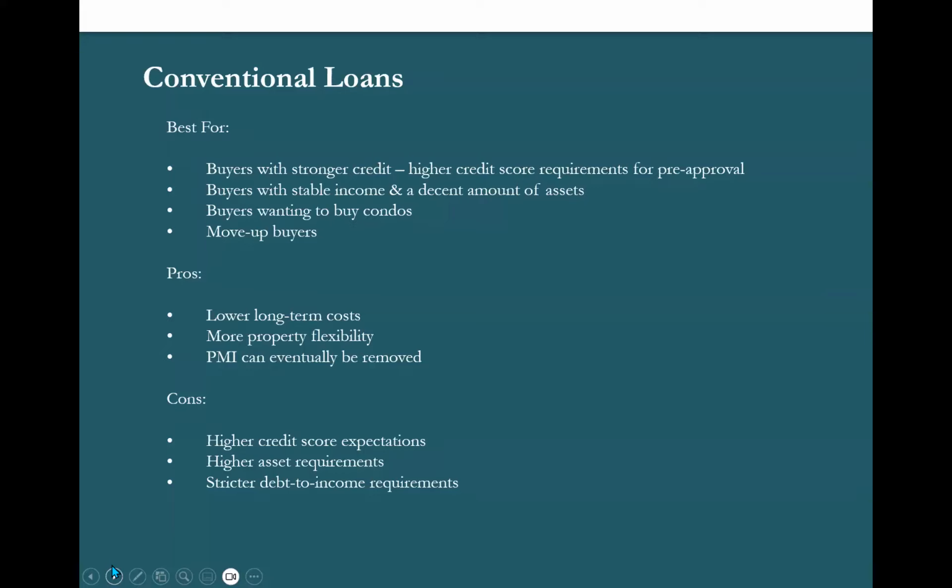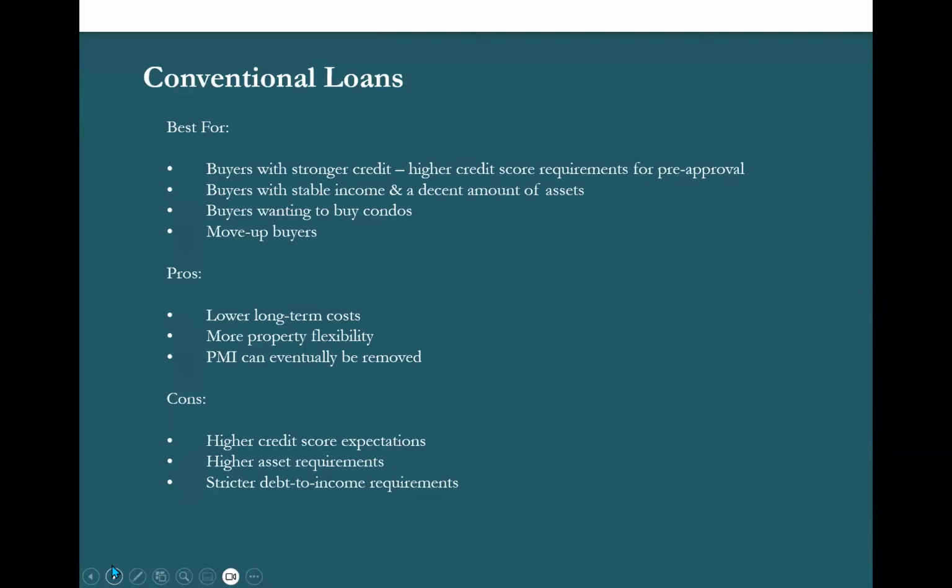Also, buyers who want to buy condos. Most condos have to go conventional for the loan type. There are a few exceptions to that, but if you want your full flexibility of condo purchasing, the conventional loan product is going to be the product that you want to look at. And then move-up buyers, right? Buyers that are past their first home purchase and they're looking to purchase again. They've got good equity in the home that they already have, etc.